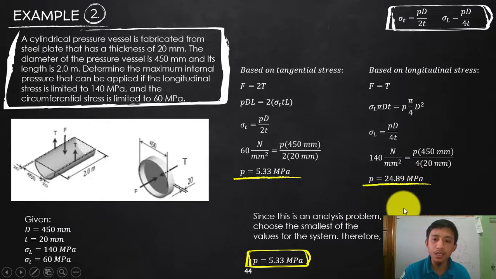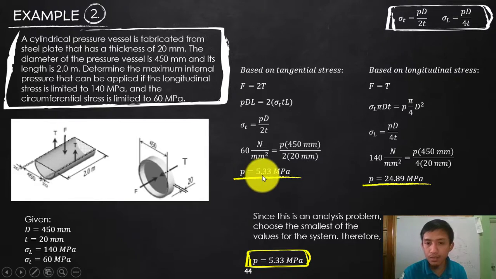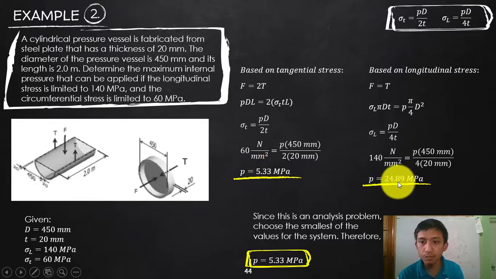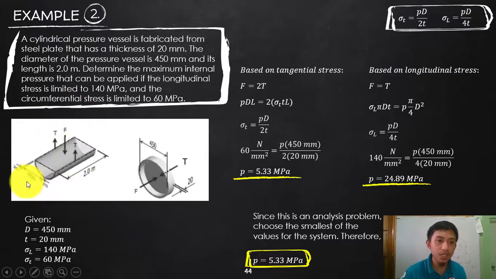So what does that mean? All in all, what the entire vessel can handle is the smallest. Because as I surpass this 5.33 going to the 24.89, your circumference will already fail, even if your longitudinal will not yet fail, because that can carry up to 24.89. Once I surpass that P, which is 5.33, then your circumferential will fail already. So the entire vessel will fail. Therefore, the maximum that it can carry will be 5.33 megapascal.